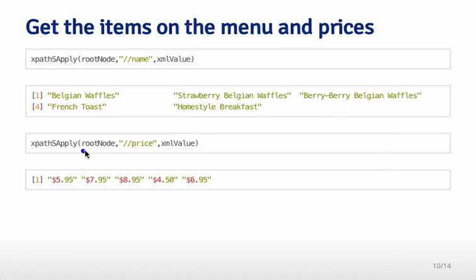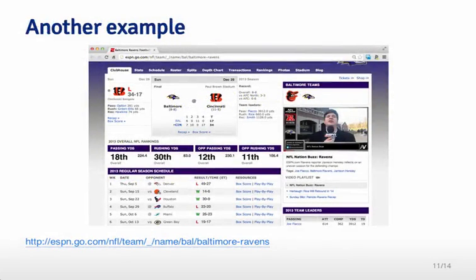You can also do the same thing. You send the exact same root node to XPath sapply, only now you can say I actually just want the nodes that correspond to price, and again I want their XML value, and so it'll plop out the XML values, which are the prices. So now we've extracted from that XML file the names of the menu items as well as their prices.